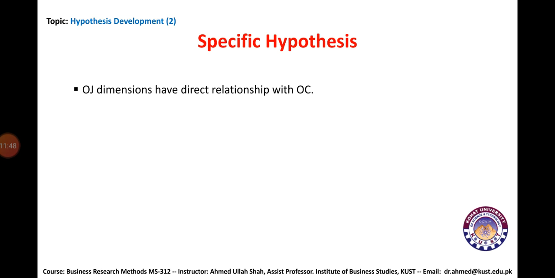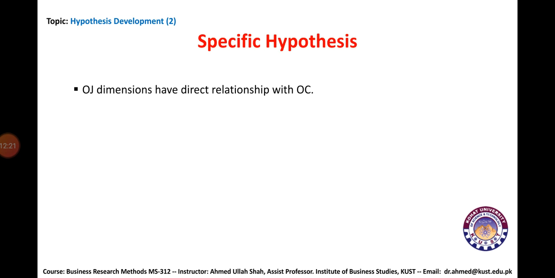Now, remember our discussion regarding independent and dependent variables, where we stated that organization justice dimension has a direct relationship with organization commitment. Now, on the basis of this theoretical framework, which we have already discussed in our last slide, we may develop our hypothesis number 1, that organization justice dimension has a direct relationship with organization commitment.